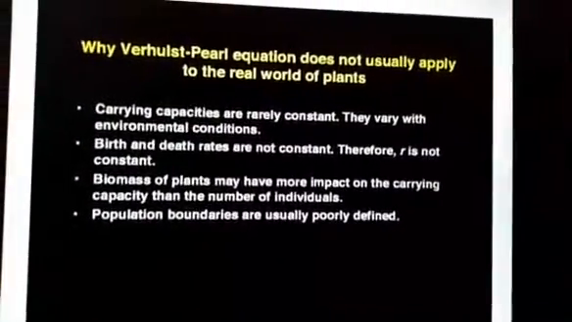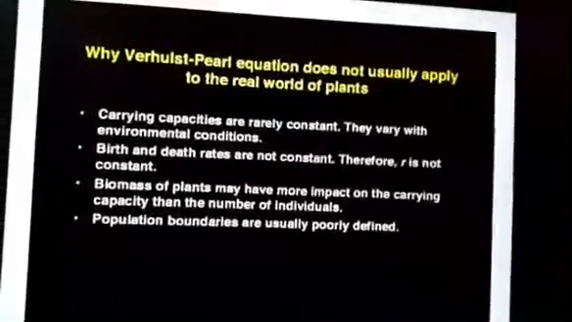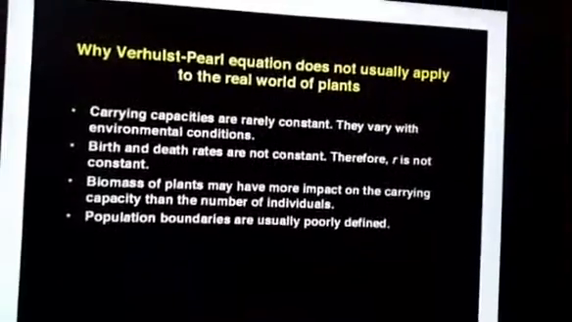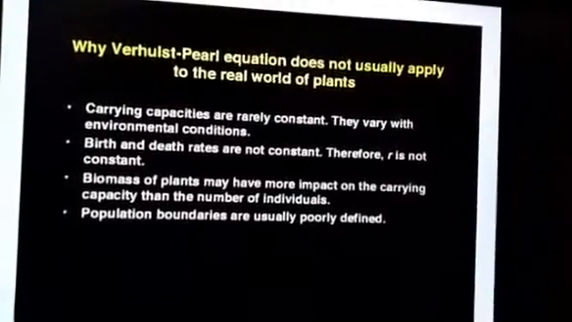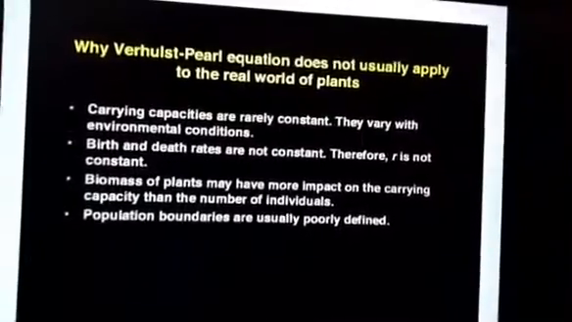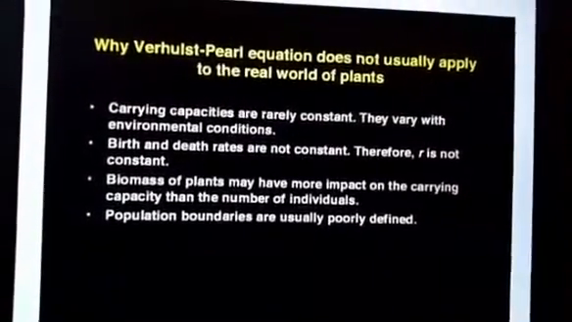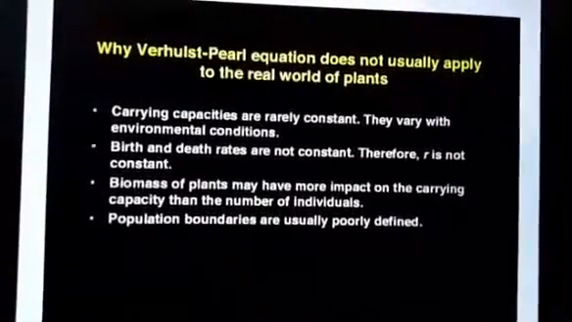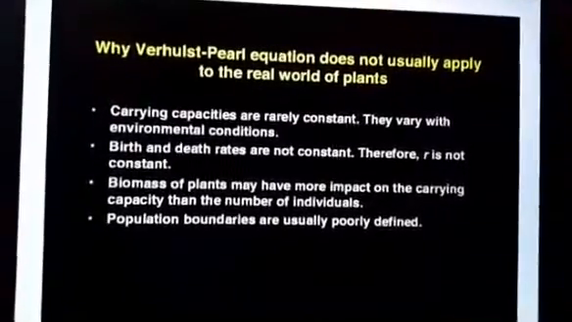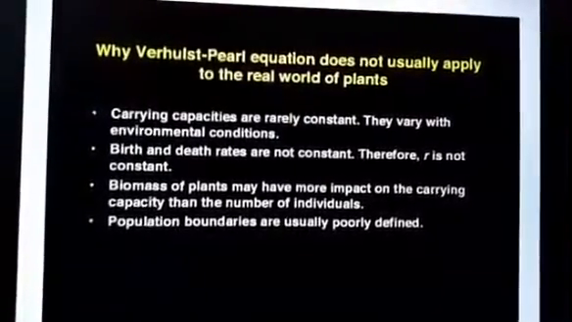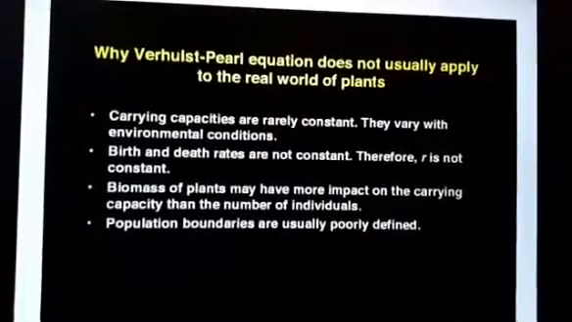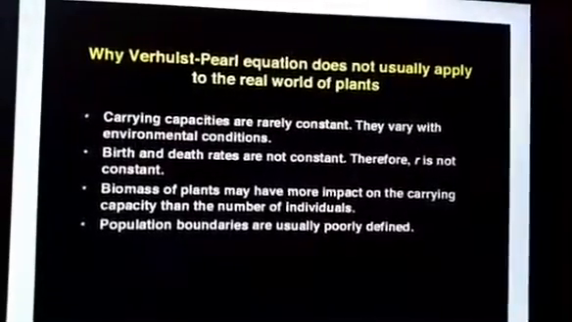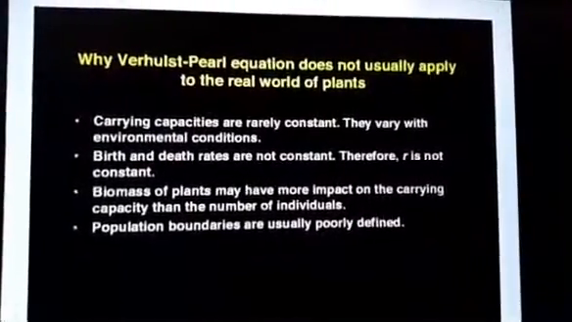And then we find that this Verhulst-Pearl equation sometimes does not apply to the real world of plants, because the carrying capacities are not really constant, they vary with the environmental conditions. The birth and death rates are also not constant, therefore r is not constant. The biomass of plants may have more impact on the carrying capacity than the number of individuals. Then the population boundaries are usually poorly defined. So these are the shortcomings of the equation.